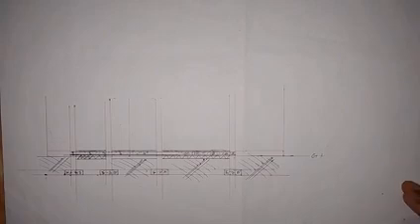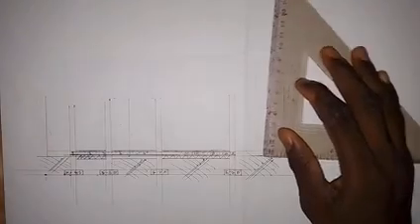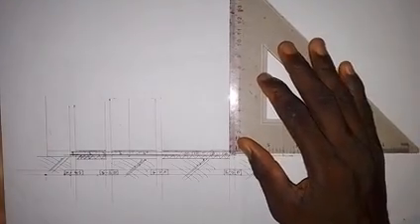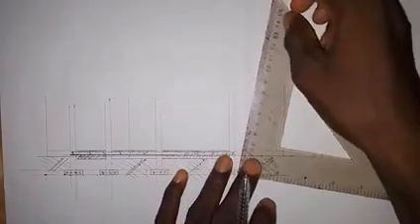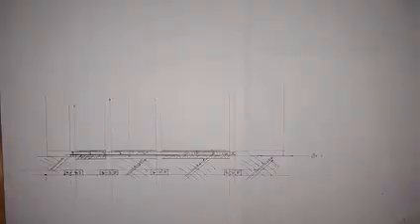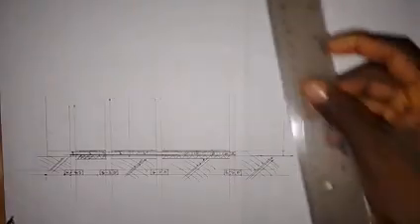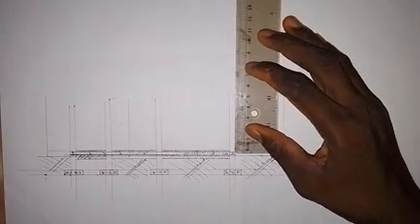The next thing that we're going to do here is to work on the roof. So work on the roof. So we have to take a measurement of floor to ceiling height, which is 3,150. So 3,150 by 50 will give us 63. So we have to take a measurement of 63 millimeters. So from this point up, we take a measurement of 63 millimeters.